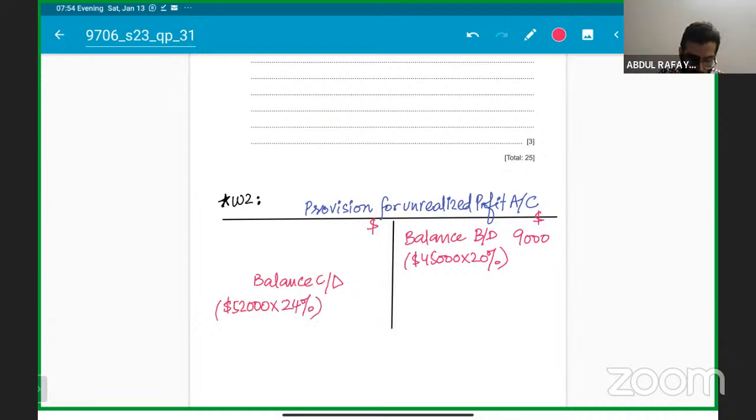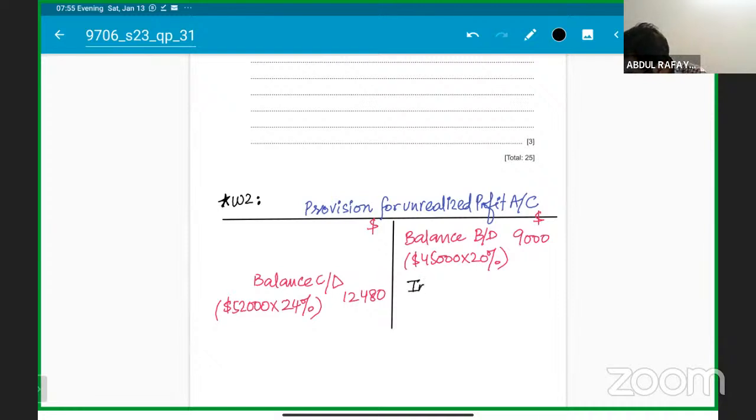We need to understand that this value, 12,480, is the unrealized profit of the closing inventory. The profit included in the inventory left over this year, we have to remove. So always remember, you take out the balance of this, because we are maintaining an account. So 9,000 and 12,000 definitely.